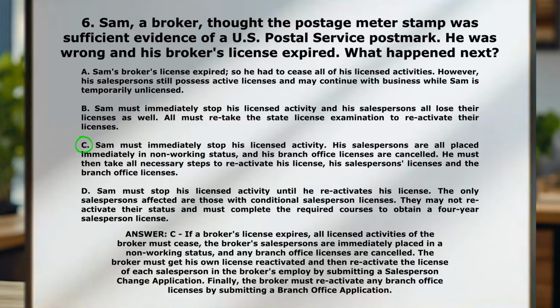So the broker must get their own license reactivated and then reactivate the license of each salesperson in the broker's office by submitting a salesperson change application. Finally, the broker must reactivate any branch office licenses by submitting a branch office application. So in basic terms, any salesperson who has their license under Sam, the broker here, is in non-working status because Sam is not active. So Sam's got to get his broker's license active again. If he has any branch office locations, those are canceled. He's got to reactivate those. And then he's got to also reactivate all his salespersons' licenses. A lot to break down in that last question. Take a second, take some notes on it, and then when you're ready, move on to the next question.